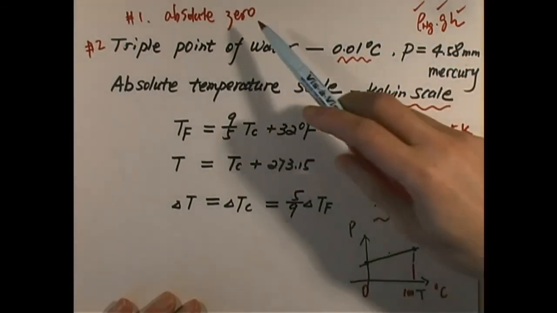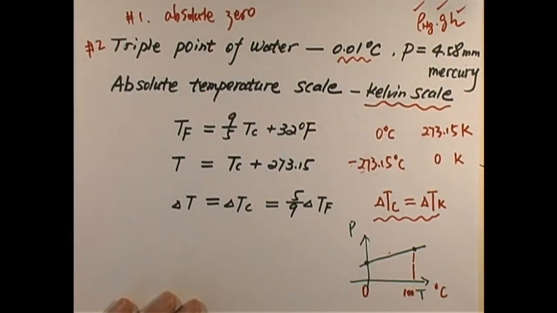So the first point is absolute zero. The second point is the triple point of water. Now, by the way, what is the triple point of water? It is a single combination of temperature and pressure at which liquid water, gas, and ice coexist in equilibrium, which means we have liquid water, solid water which is ice, and also gas, which is the vapor. The percentages of these three different phases remain constant.